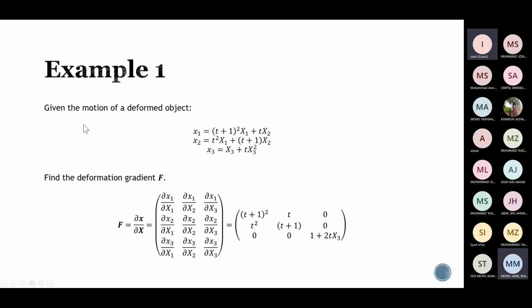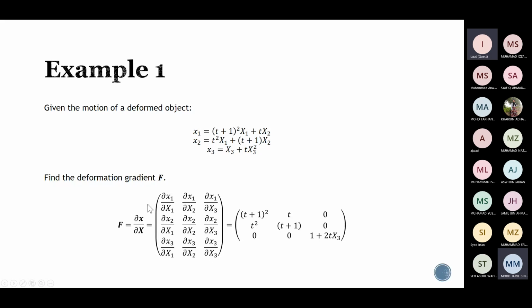Example 1: given the motion of a deformed object, we have small x1 equals (t plus 1) squared X1 plus t X2, small x2 equals t squared X1 plus (t plus 1) X2, and then small x3 equals X3 plus t times X3 squared. The question asks you to find the deformation gradient F, so F equals del small x over del big X. The general formula is this in the bracket here.